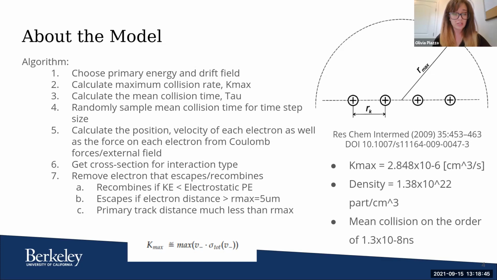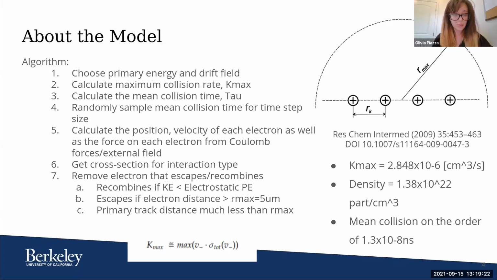After determining what the interaction event will be, the appropriate cross-section is sampled and the maximum collision rate is determined based on the energy of the primary event. From this value, which we called Kmax, the mean collision time is calculated, which is the average time taken for a particle to interact with the system. A time step is randomly sampled from this mean collision time, then the particle is allowed to propagate, updating the position and velocity, as well as any forces that might be acting on the particle, like Coulombic or external field forces. If an ionization occurs in this time, a new electron and ion pair is created, and the new electron's interactions with the system are tracked.